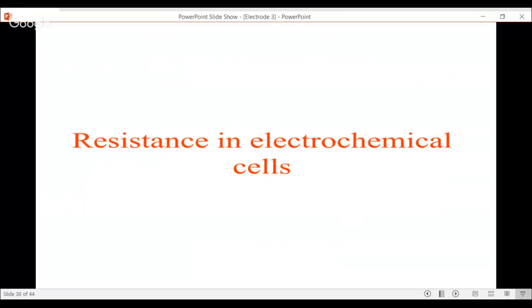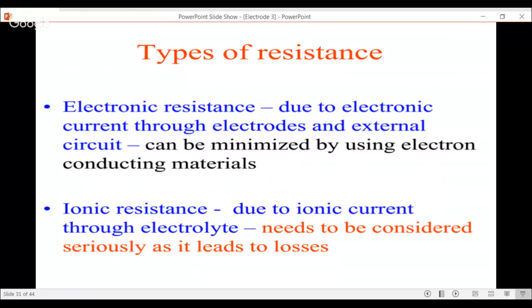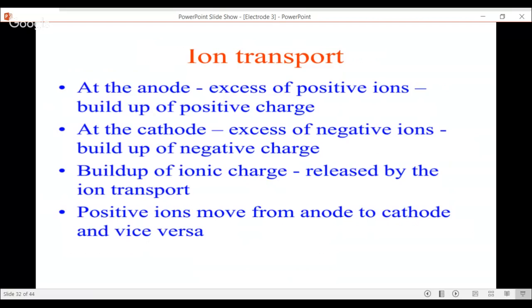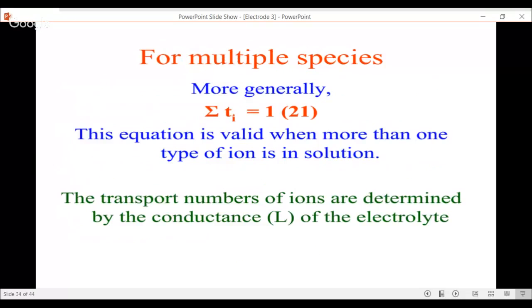So now we'll look at the resistance in the electrochemical cell. We have already seen electronic resistance and ionic resistance. At the anode, excess positive ions build up positive charge. At the cathode, excess negative ions build up negative charge. So this is what we have done. Okay, so this is what I have shown, that is sigma t_i is equal to 1. This equation is valid when more than one type of ion is present in solution. The transport numbers of ions are determined by the conductance of the electrolyte. We will see later on how to determine the transport number.